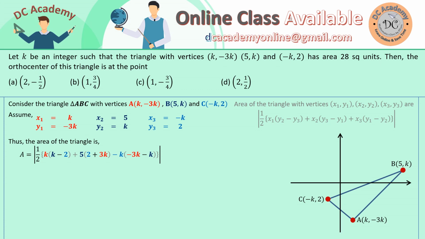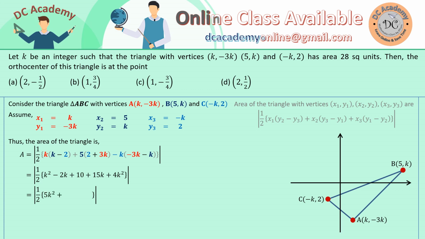Now we need to simplify that, so we do the basic arithmetic. It will be half as it is, and then k into k minus 2, so k square minus 2k, plus 10 plus 15k minus 4k square. Why? Minus 3k and k will give you minus 4k square. So therefore it will be 5k square minus 2k and 15k, so 13k positive plus 10. So we are able to calculate the area of the triangle very easily.